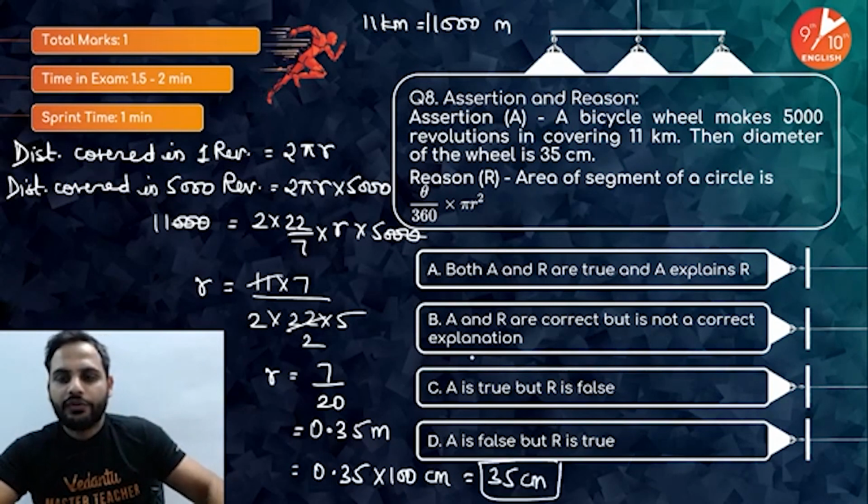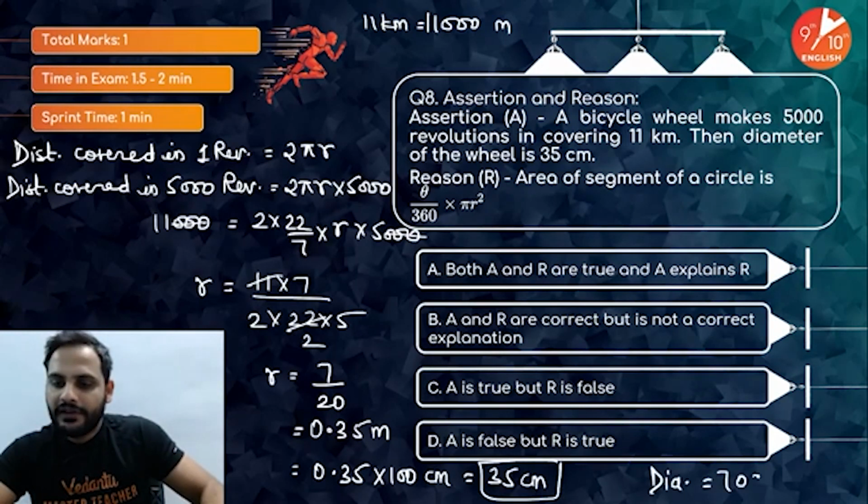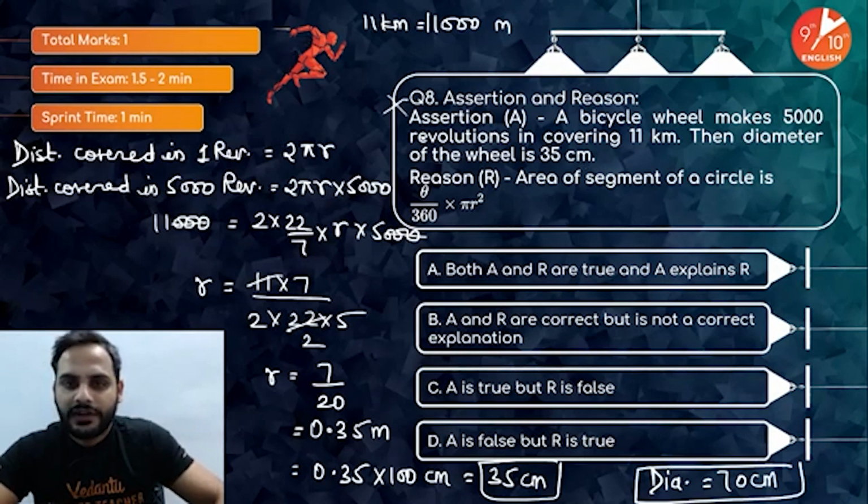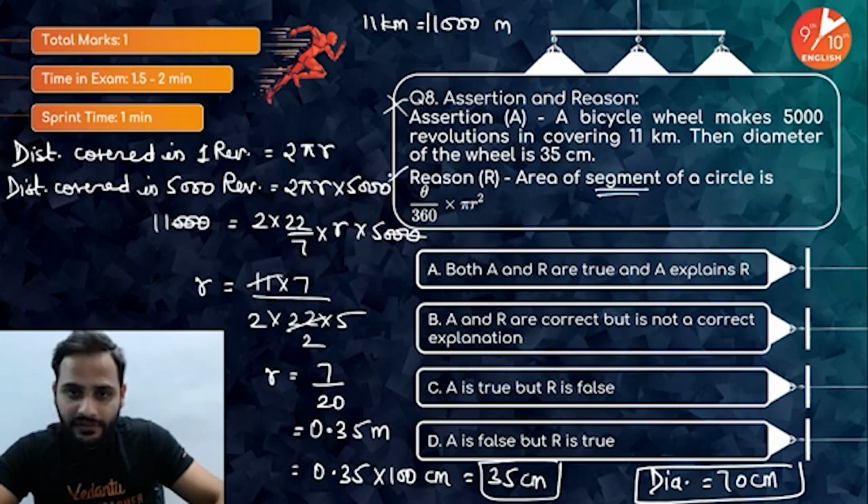So we got to know the radius is 35 centimeter. Diameter will be what? Diameter will be 70 centimeters. So I will say no sir, the first one, the assertion, is not correct. And second, area of segment of a circle is theta by 360. The reason is also wrong.